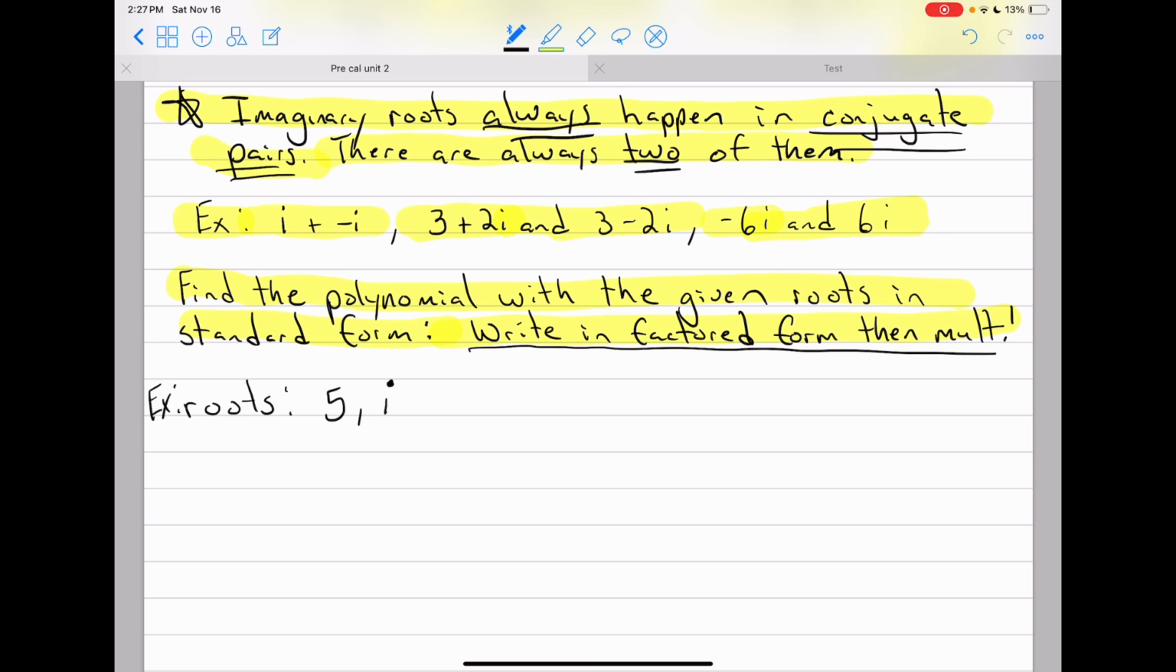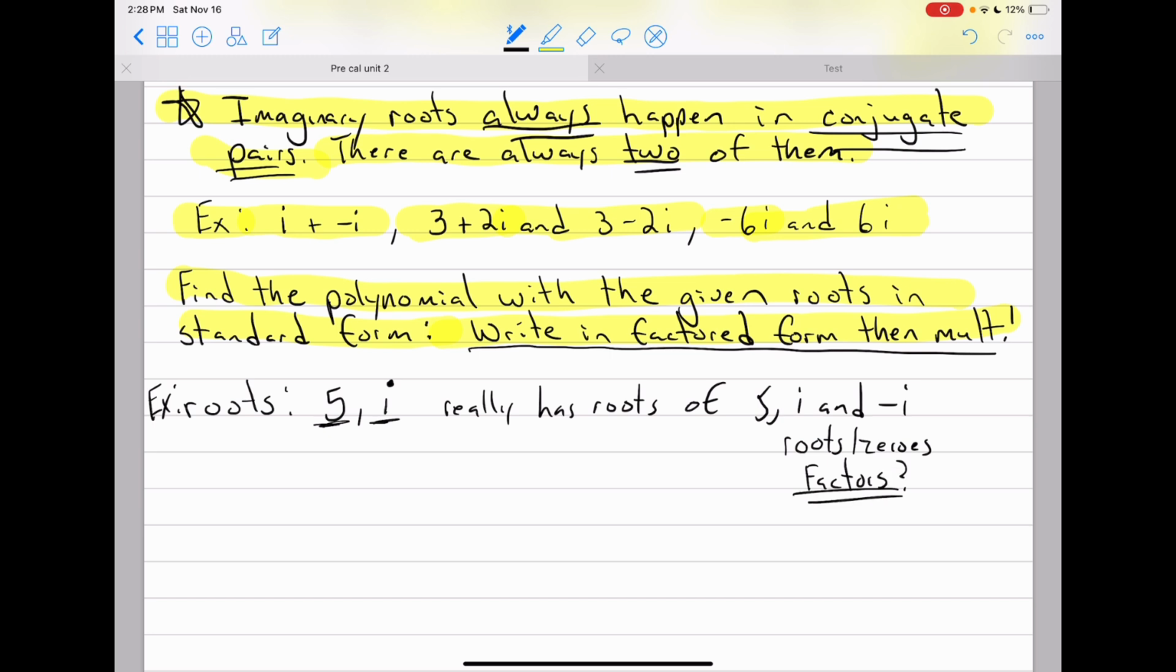Let's say you have a polynomial that has roots of 5 and i. Well, first thing you should recognize is that means it really has 3 roots. It has roots of 5, i, and negative i. That's that thing that we just learned about. So, if these are the roots, if these are the zeros, well then, what are the factors? Why don't you write the factors out now?